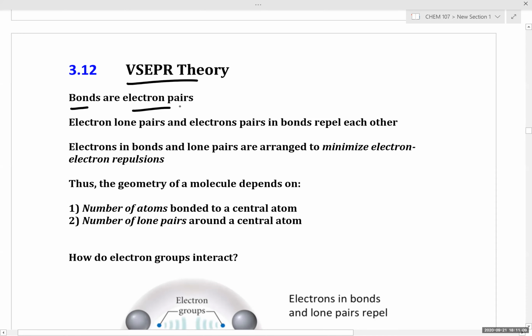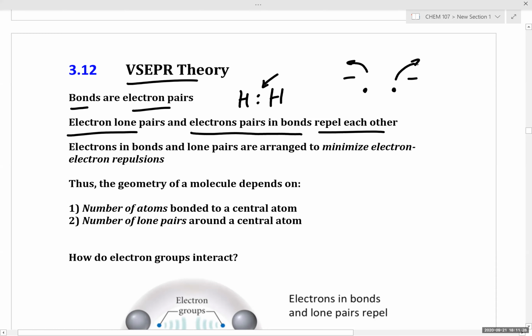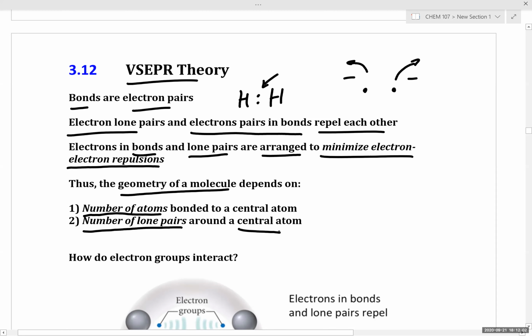Well, bonds can be thought of as electron pairs, right? When we draw a line, we're really describing in a bond a pair of shared electrons. Well, electron lone pairs and electron pairs in bonds repel each other. Electrons repel electrons. Electrons really don't want to be near each other. Like charges repel. As a result, electrons in bonds and lone pairs are arranged to minimize electron-electron repulsions. So we want to place my bonding electrons and my lone pair electrons as far away from each other as possible. Thus, the geometry of a molecule depends on the number of atoms bonded to the central atom and the number of lone pairs around the central atom.